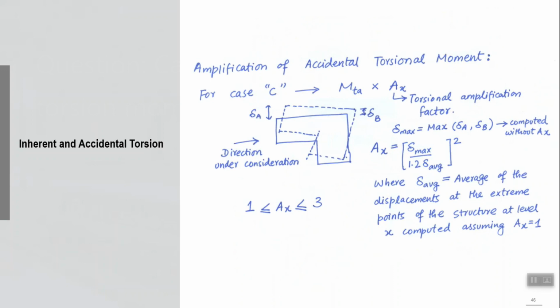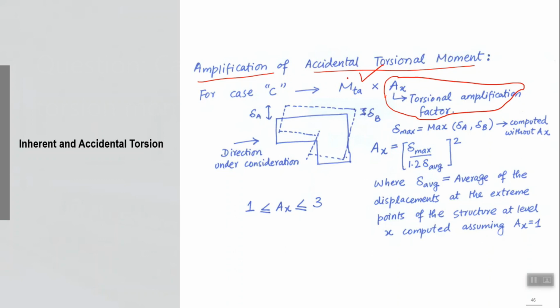Then there is an additional consideration, and that is amplification of accidental torsion. 5% eccentricity is provided by the code itself as a representative of the accidental torsional moment. But when you have a type 1A or 1B irregularity, and at the same time your seismic design category is D, E or higher, you have to multiply a torsional amplification factor to your accidental torsional moment.